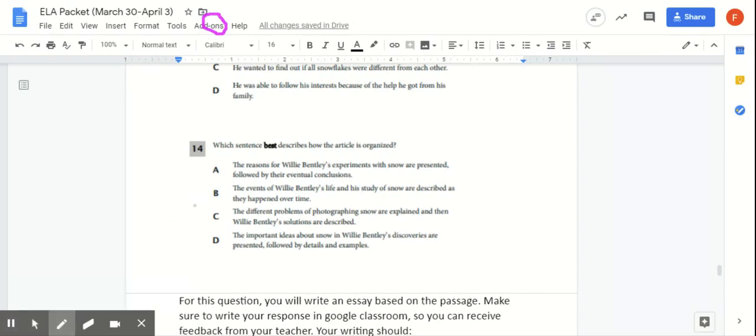So with your notes and your annotations, you should be able to come to this conclusion. B, the events of Willie Bentley's life and his study of snow are described as they happened over time, from the beginning to the end of the story. From the beginning to the end of the story, it describes in detail Willie Bentley's life and how it's changed.